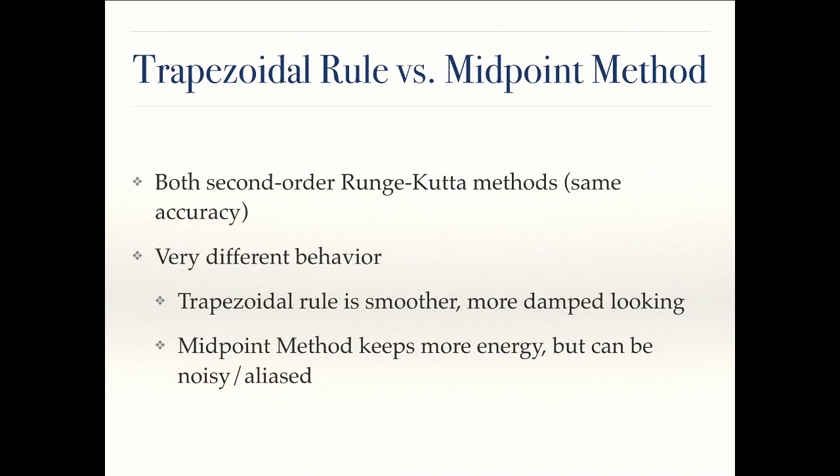They have exactly the same local truncation error, the same order of accuracy that we were talking about earlier, but they actually have very different behavior. The trapezoidal rule is smoother and more damped looking. The midpoint method keeps more energy, but can look sort of noisy and aliased. And so it really depends on the problem that you're considering, which technique you'd like to use. There are times when you'd rather use the trapezoidal rule, and there are times when you'd rather use the midpoint method. And it's important to know that there's differences even beyond just the order of accuracy of methods.